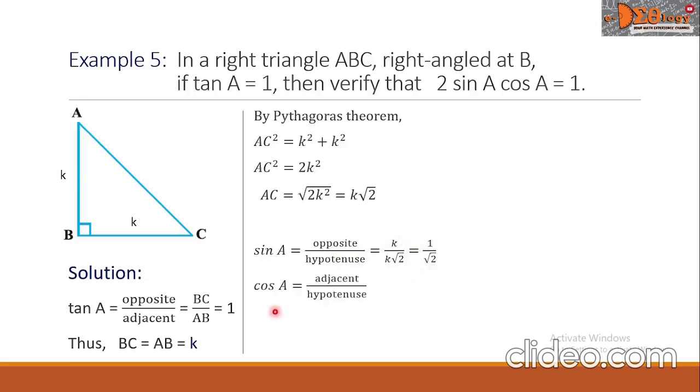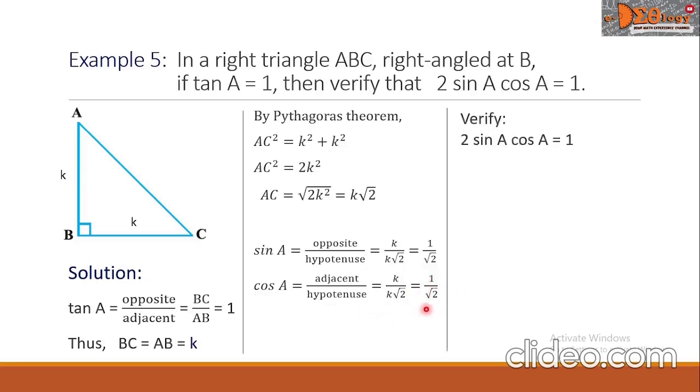Now cosine A, that is adjacent over hypotenuse. In the figure, that is adjacent equals K over hypotenuse, which is K square root of 2. We can simplify by cancelling the K. So cosine A is 1 over square root of 2.